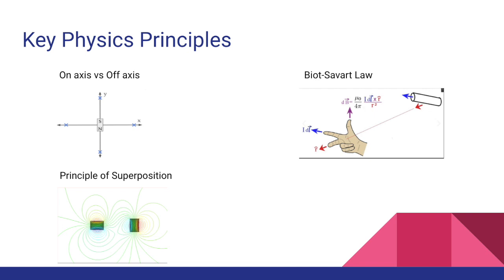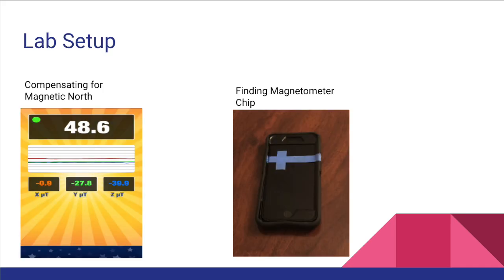For this lab, we had to download a magnetometer app that would record the magnetic field in the X, Y, and Z direction. The next step was to compensate for magnetic north. I had to rotate my phone until the X component of my magnetometer app read close to 0. Then, my phone was positioned along the Earth's magnetic north-south axis.